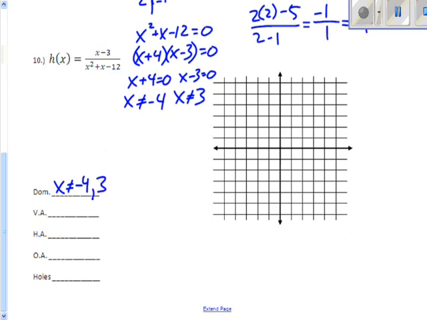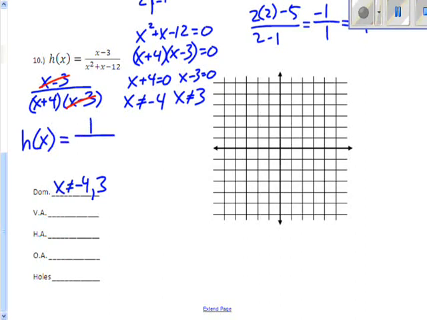And now I'm going to factor everything completely. I want to simplify this. So again, this is going to be x minus 3 over x plus 4, x minus 3, since the denominator factors into x plus 4 and x minus 3. I cancel out any common factors, so I cancel out the x minus 3's. And again, when I cancel things out through division, it leaves me with a 1 in my numerator. So it's 1 over x plus 4.